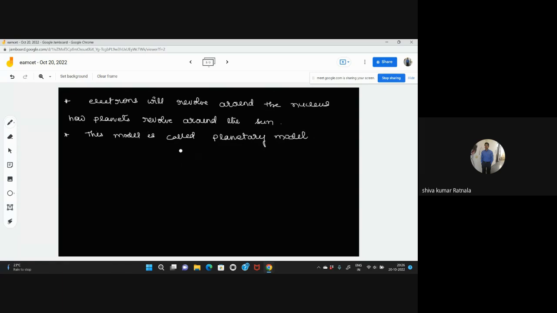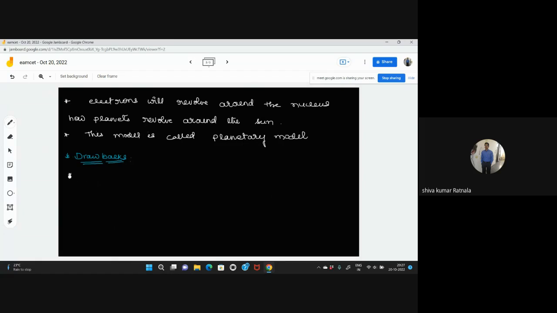This is Rutherford's alpha scattering experiment. In this one also certain limitations, or drawbacks, are there in this theory. What is the first major drawback? How the atom is getting stable was not explained.